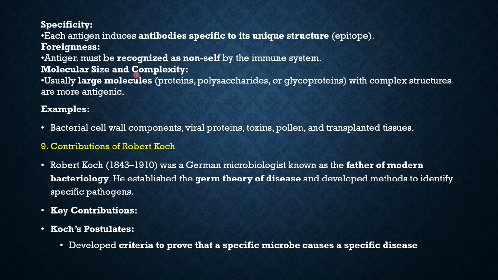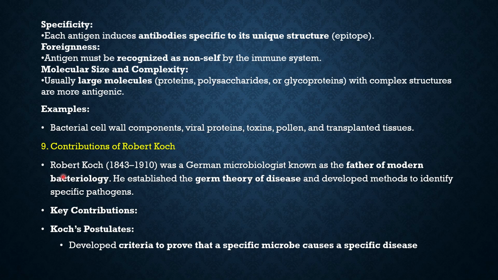Then molecular size and complexity. Usually larger molecules like proteins, polysaccharides, and glycoproteins with complex structures will be more antigenic. Examples are bacterial cell wall components, viral proteins, toxins, pollen, and transplanted tissues. So the bigger they are, the more antigenic they will be.